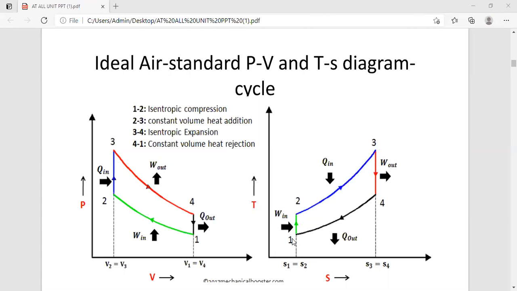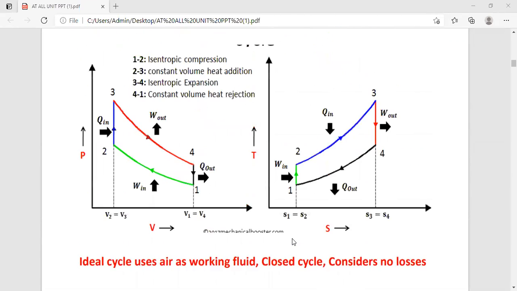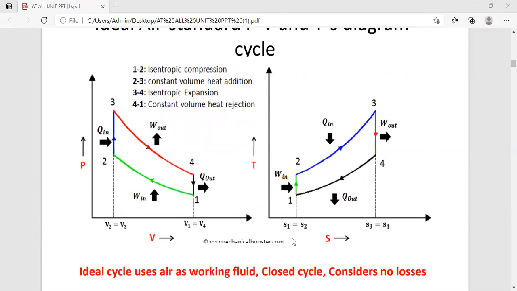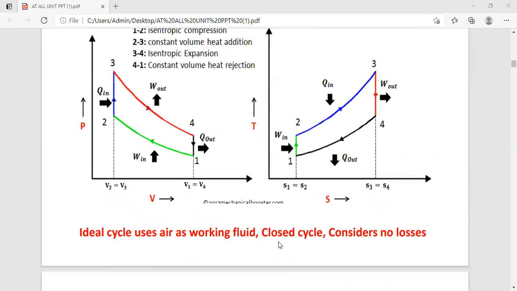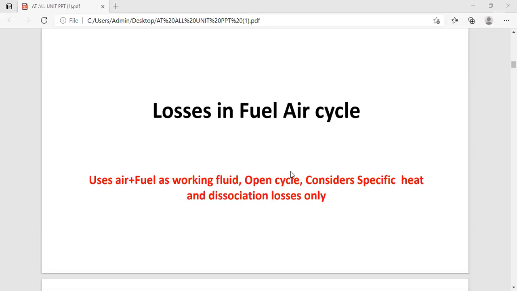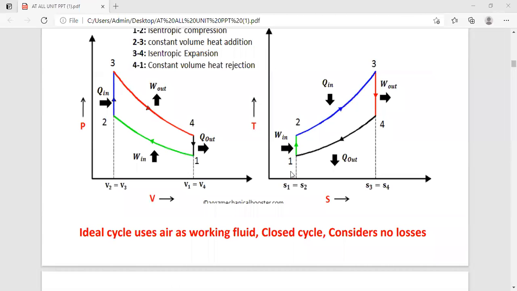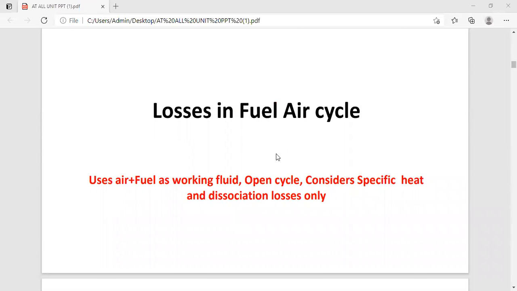So this is the representation of the ideal cycle using the working fluid. We are saying air as a working fluid, so that's why we are saying it as an air standard cycle, and we are not considering any kind of losses over here. Okay, so this is the air standard cycle we have discussed. Now in next lectures we will discuss the loss in the fuel air cycle.